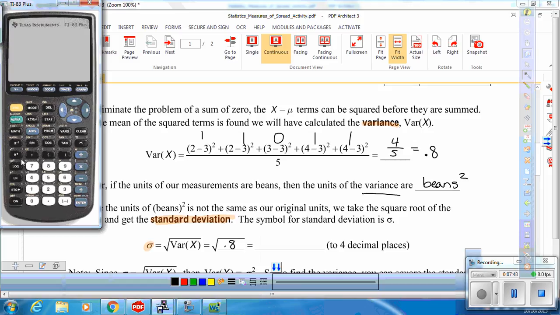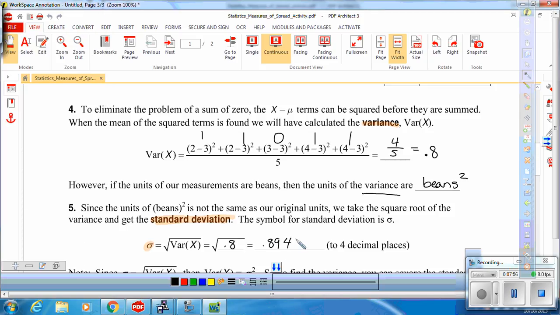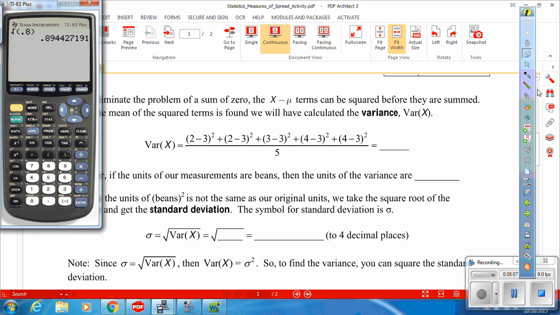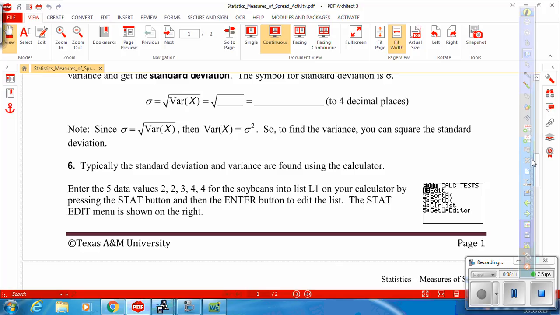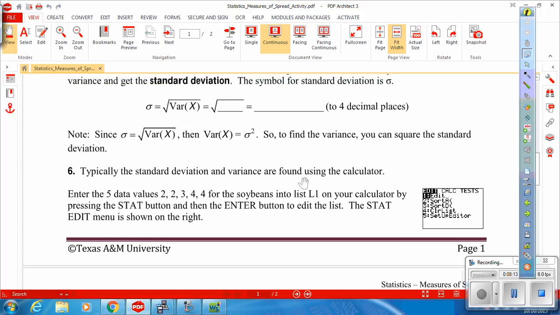So I need to take the square root of 0.8, and we're going to round it to 4 decimal places. So 0.8944. All right. So this is going to be our standard deviation. Now, what does the standard deviation actually tell me? So, typically, the standard deviation and variance are found using the calculator. This was a process. We went through this whole process, and this is what we're doing.